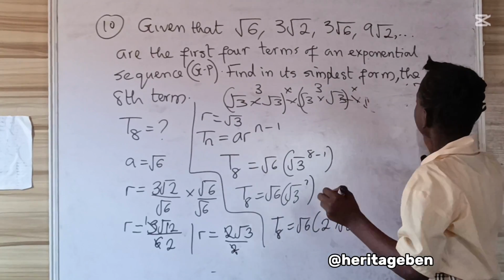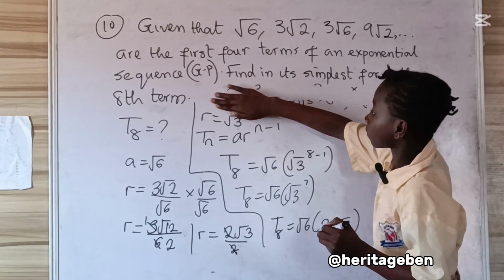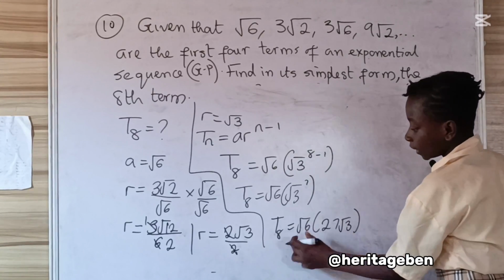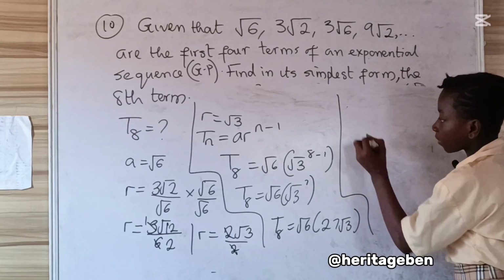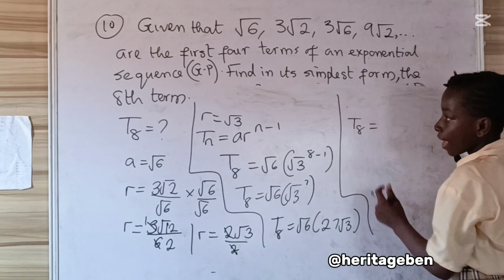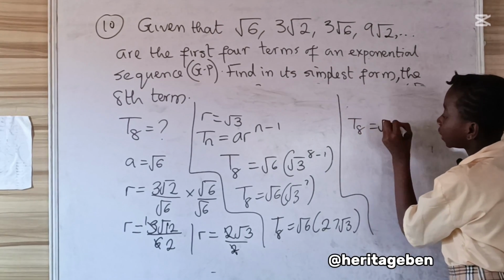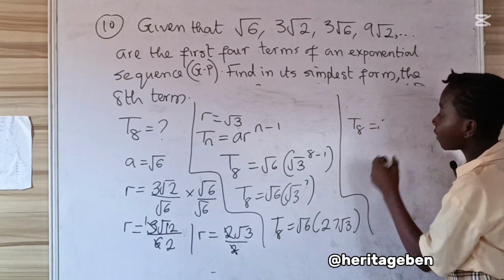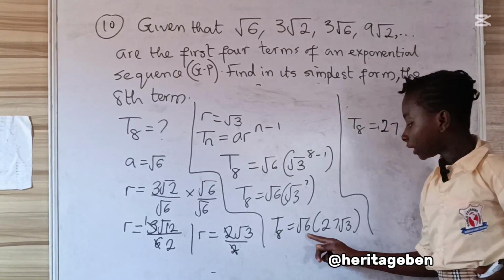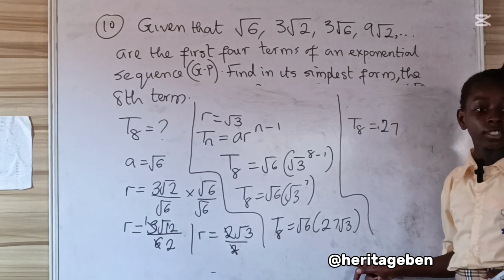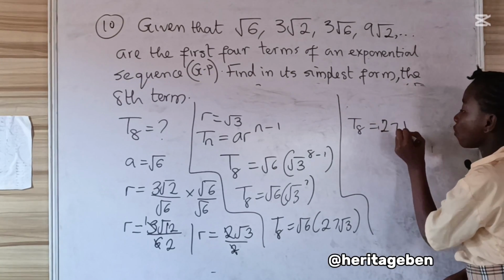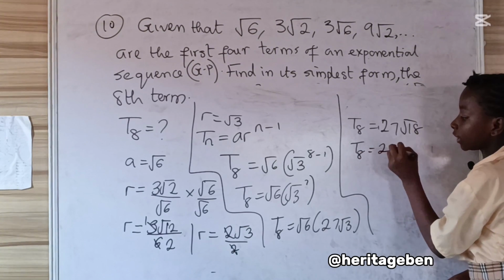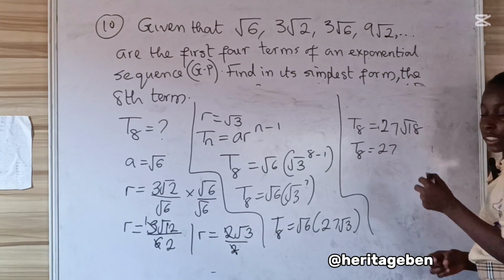So let me clean this. So now T8 is equal to root 6 times 27 root 3. Now root 6 multiplied by 27 root 3 will give us 27, root 6 multiplied by root 3 is root 18. So it will give us T8 is equal to 27 root 18. Let's simplify this root 18.